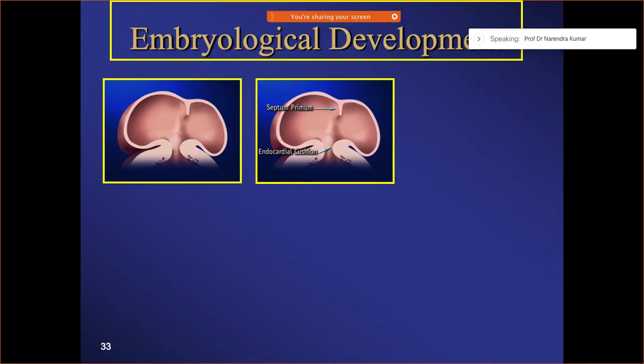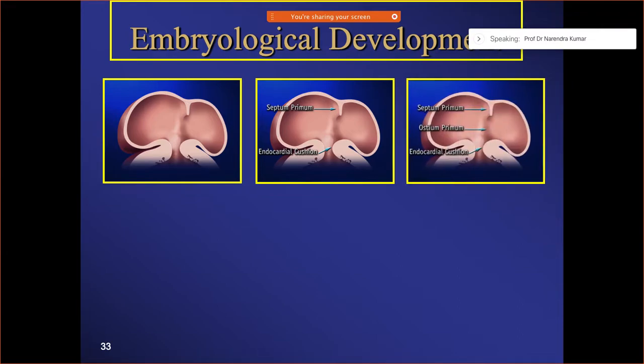So if we look further, what do we notice? If we start looking at the embryological development, we start noticing that with the passage of time there is development of the septum primum and the endocardial cushions. And then comes the ostium primum.